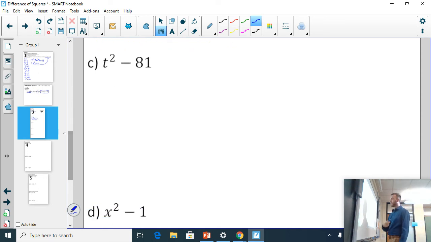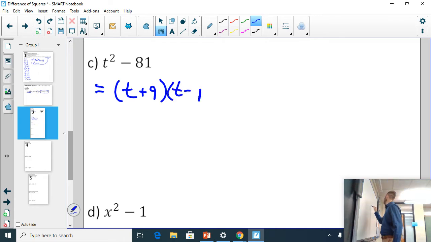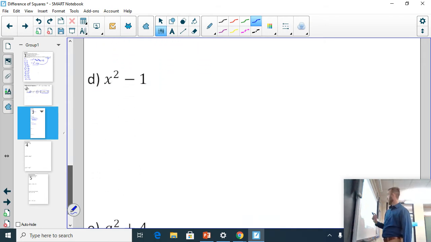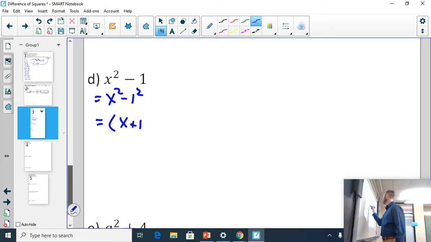t squared minus 81, this is just more practice. Maybe we could start to think ahead now instead of writing it out. As soon as I see that 81 is a perfect square, 9 squared is 81, so we're going to do t plus 9 and t minus 9. Right? And then x squared minus 1, this one might trip people up, but that's really just x squared minus 1 squared, right? 1 squared is 1. So this is really x plus 1, x minus 1.